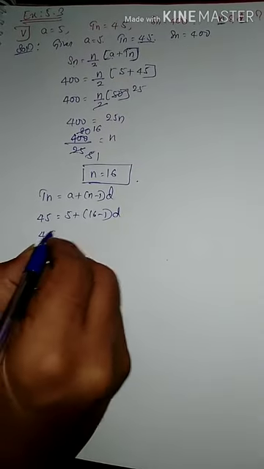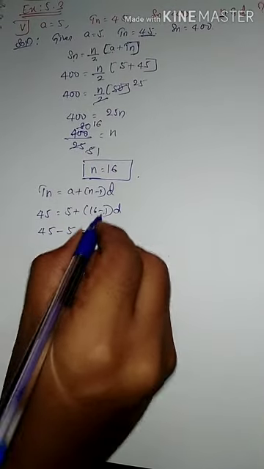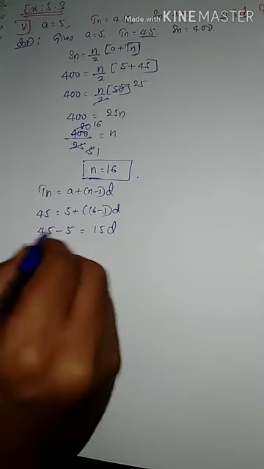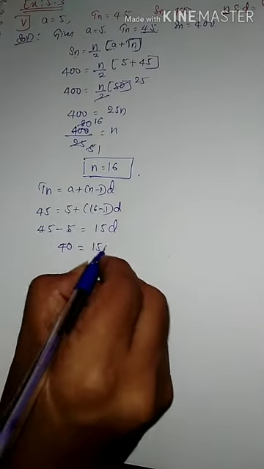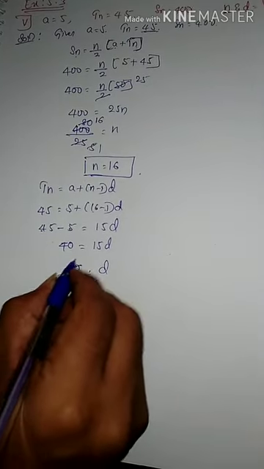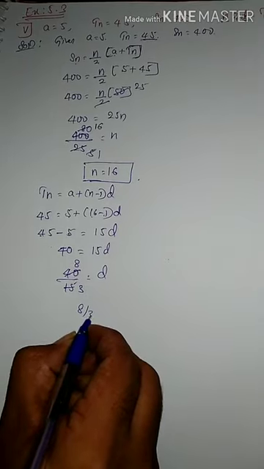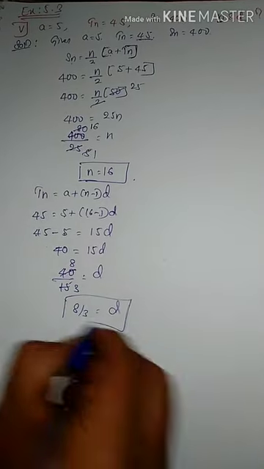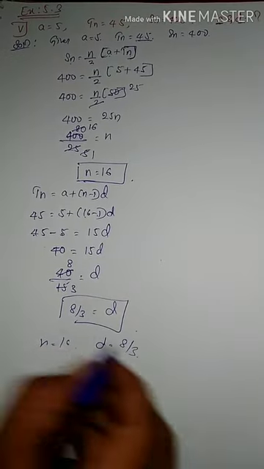So 45, 5 moves to the left hand side, becomes minus 5, is equal to 16 minus 1 is 15d. 45 minus 5 is 40. 40 is equal to 15d. So 40 divided by 15 is equal to d. 5 8s are 40, 5 3s are 15. So 8 divided by 3 is equal to the common difference. Hence the number of terms is 16 and the common difference is 8 divided by 3.